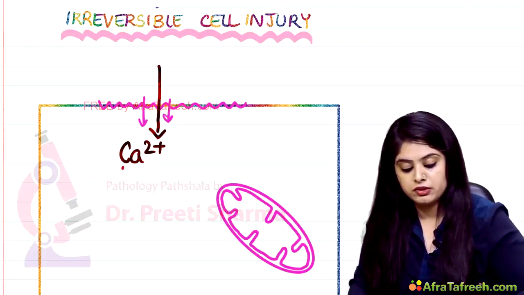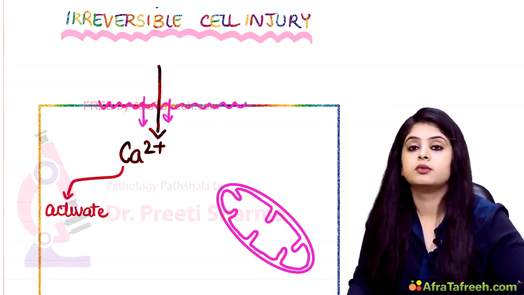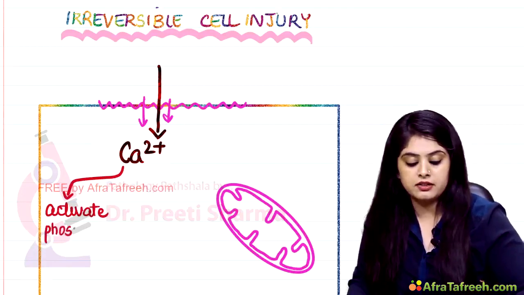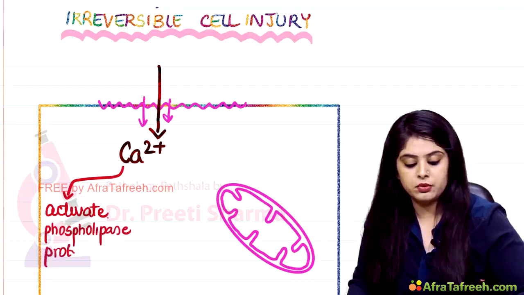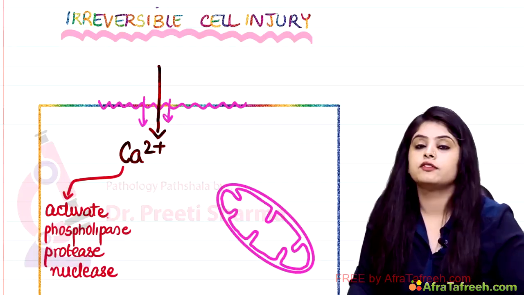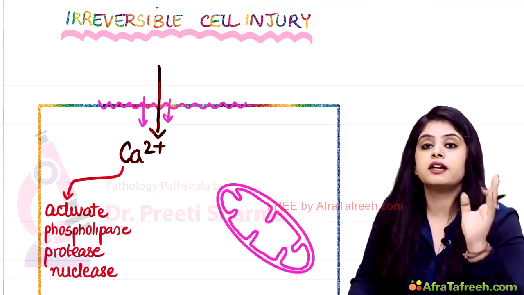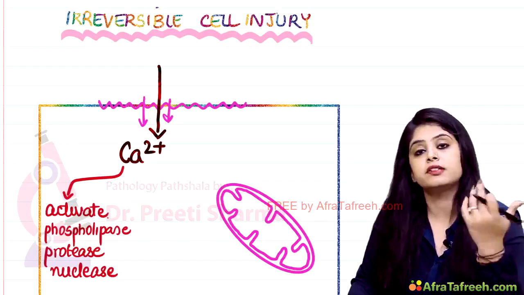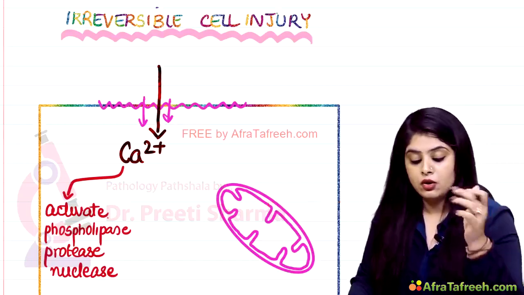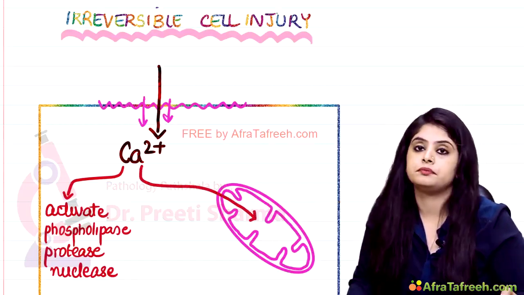What will this calcium do? This calcium will then go and activate the enzymes. Which enzymes? It will activate the phospholipase, it will activate the protease, and it will activate the nuclease. The phospholipase, protease, and nuclease. So the three building blocks of the cells, the phospholipids, the proteins, and the nucleus, all the enzymes targeting them are going to get activated because calcium has come inside. Correct? Also, this calcium will then go and deposit inside the mitochondria.